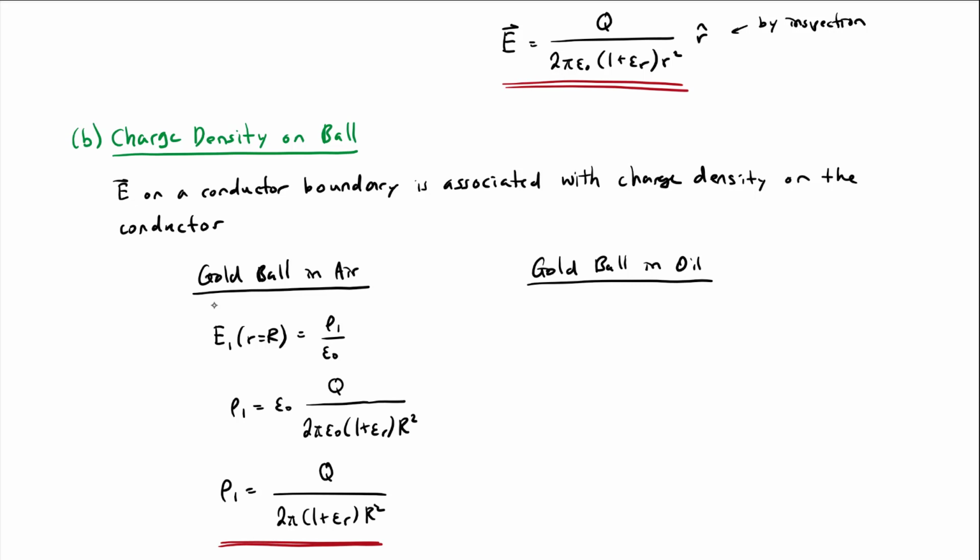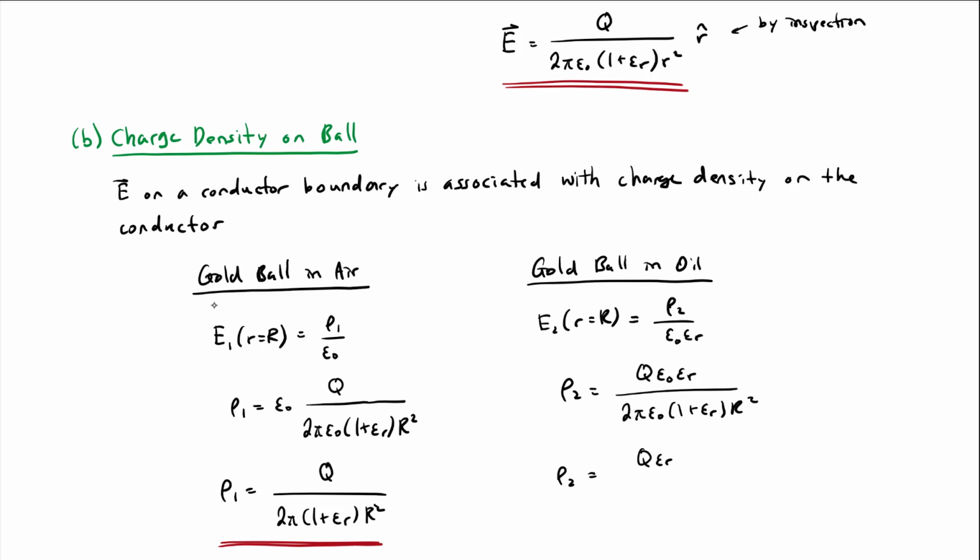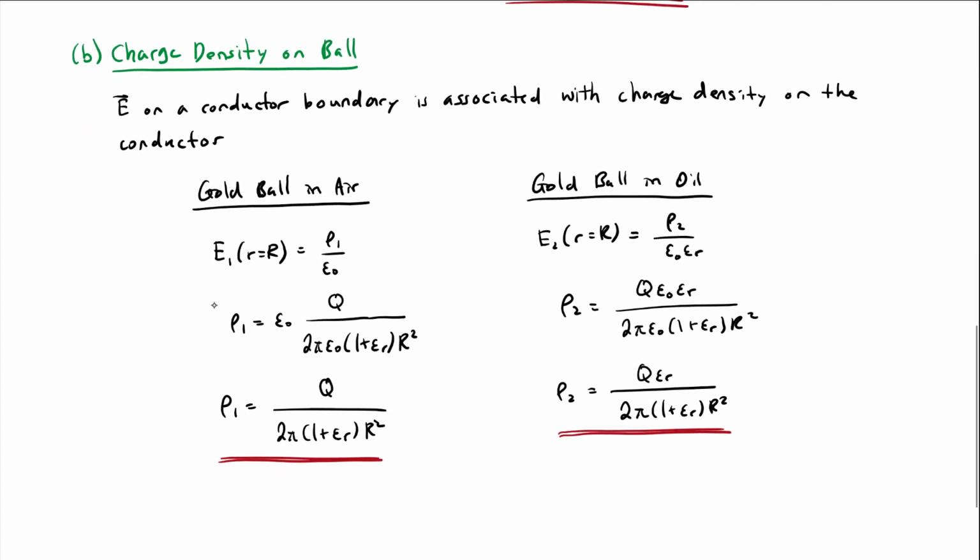For the gold ball in oil, we do the exact same analysis. We have rho 2 over epsilon, not just epsilon naught. It should be divided by the absolute permittivity, so epsilon naught epsilon r. So we have rho 2 being equal to Q epsilon naught epsilon r, very similar to before, over 2 pi epsilon naught (1 plus epsilon r) capital R squared. And rho 2 is equal to Q epsilon r over 2 pi (1 plus epsilon r) capital R squared. So now we have both our charge densities on the ball in air and also in oil.